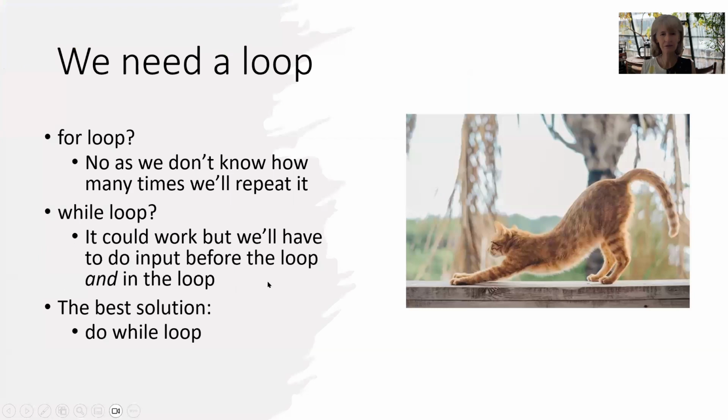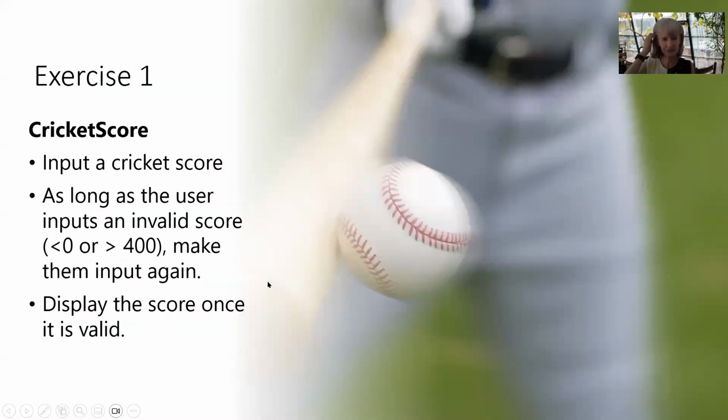And we're going to do a question. So here's an exercise. You can call it cricket score. You need to input a cricket score. As long as the user inputs an invalid score, less than 0 or greater than 400, make them input again. And then display the score once it is valid. So you're going to do a do-while loop to do this. If you want to try it out for yourself, please pause the video now, and I'm going to show you the solution.